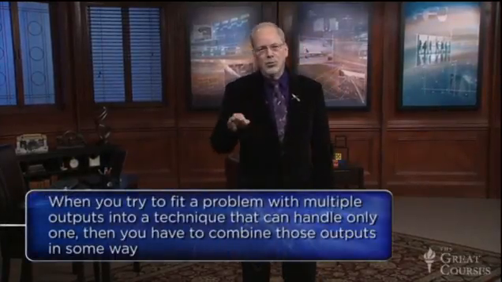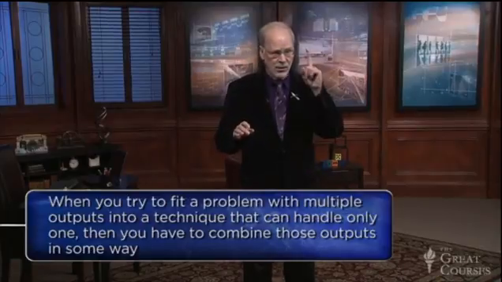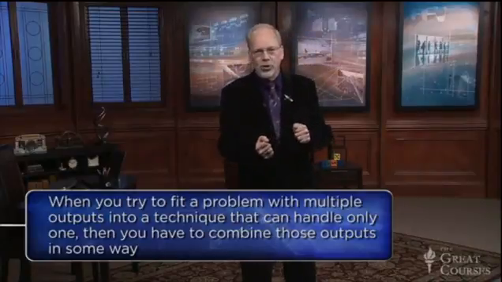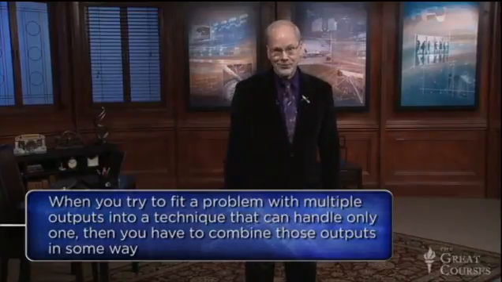We have multiple outputs in Program Follow-Through, things like cognitive development, academic performance, self-esteem, and so on. When you try to fit a problem with multiple outputs into a technique that can handle only one, then you have to combine those outputs in some way, to shoehorn them into that single output slot. And that means essentially that you have to decide a priori the relative importances of the multiple outputs.